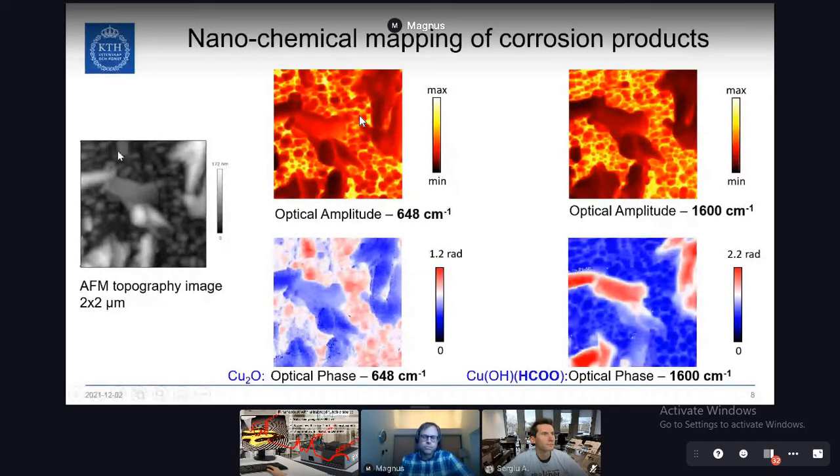So with this new laser, we were able then to expand our studies and independently map where we have these two types of corrosion product, the copper oxide and the copper hydroxyformate. So for us, it has really been a benefit that, in addition to mapping only the copper hydroxyformate, we could also map this lower frequency, 648 wave numbers.